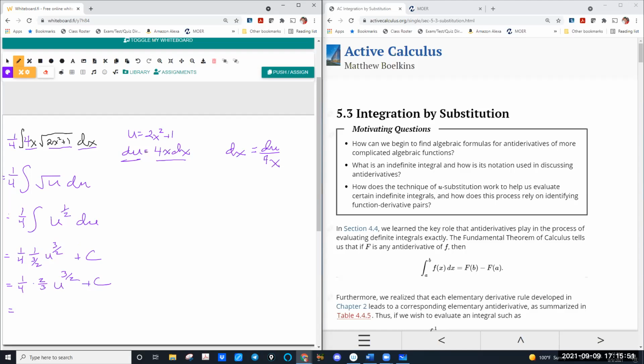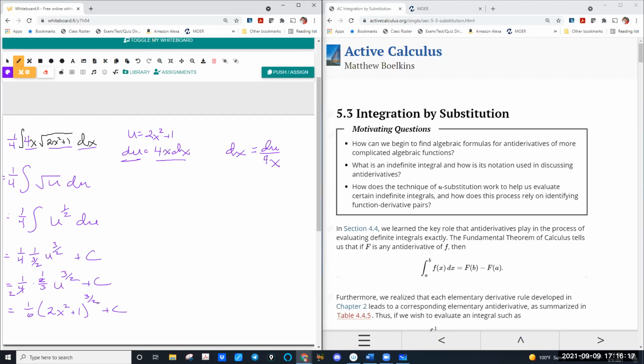And like you guys told me before, we're going to have to substitute back. We can also clean up this fraction a little bit. Both those are divisible by 2. So 1/2 times 1/3 is 1/6. And we put our u back in there. So 1/6 times 2x squared plus 1 to the 3/2 plus c.